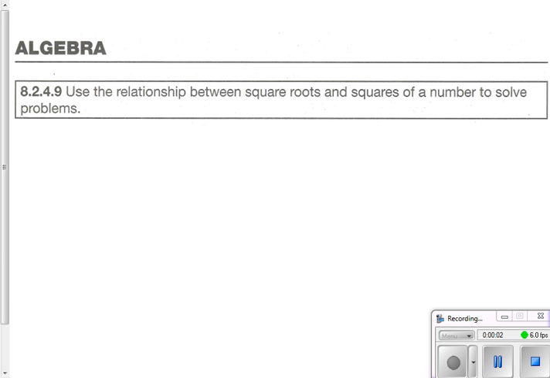Standard 8249, relationship between square root and squares of a number to solve problems. If you are given the square root of n and you need to get n by itself, the way to get rid of a square root is to square the problem. So I'm going to go ahead and square it, and when you square it, it rids the square root. So you would wind up with n, or what's inside that square root. They work against each other.